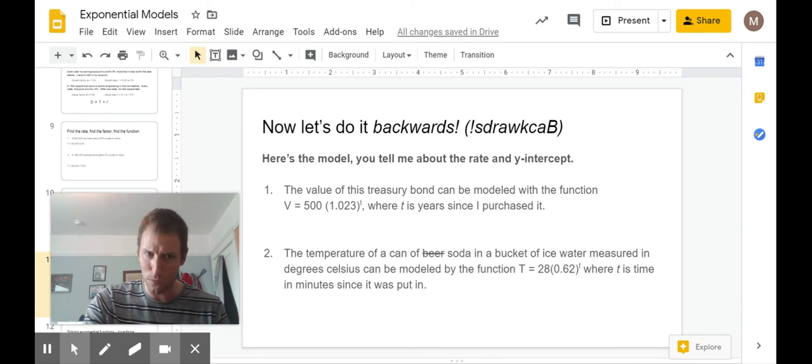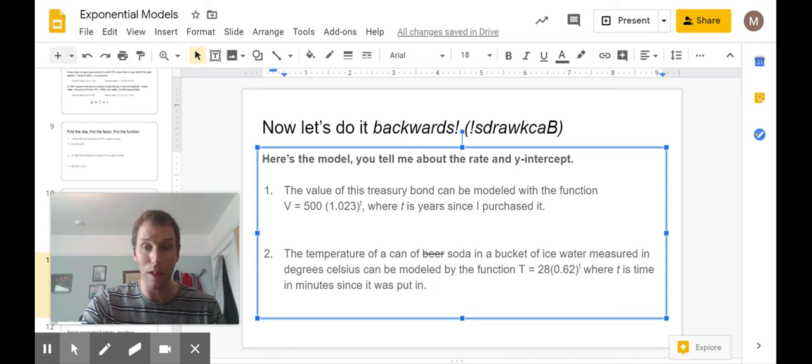Temperature of the can of soda in a bucket of ice water measured in degrees Celsius. Well, again, this 0.62 is 1 plus or minus something. That is going to be 1 minus 0.38. So negative 0.38, it's negative, so it's my decay rate. So I'd say this can of soda is cooling 38% per, what do we have here, minute. Every minute it cools 38%, which if you think about it should kind of make sense.